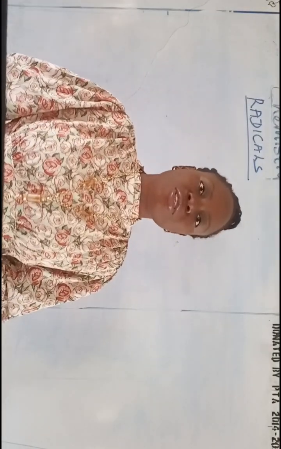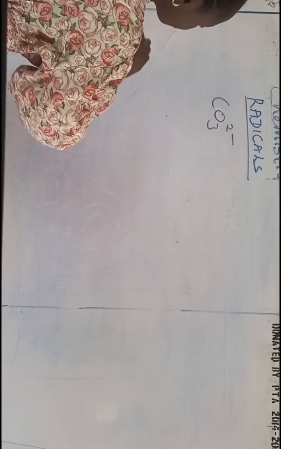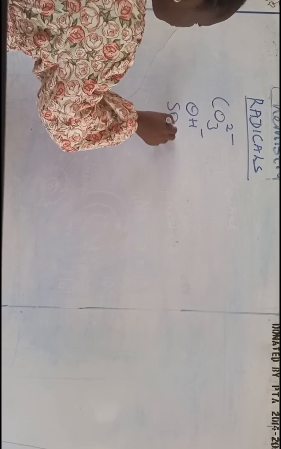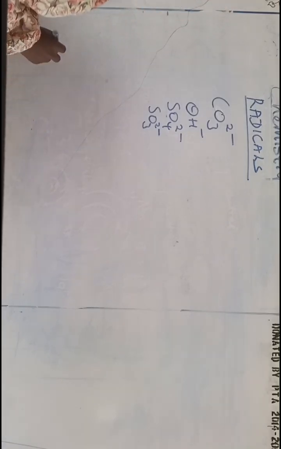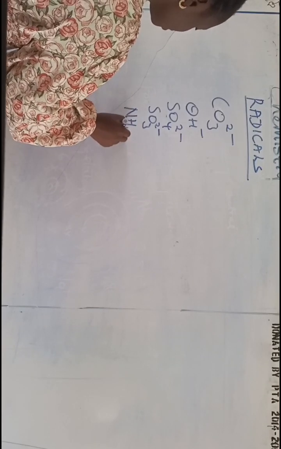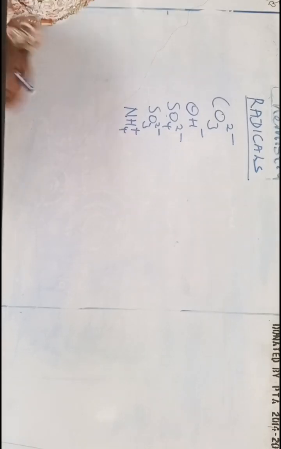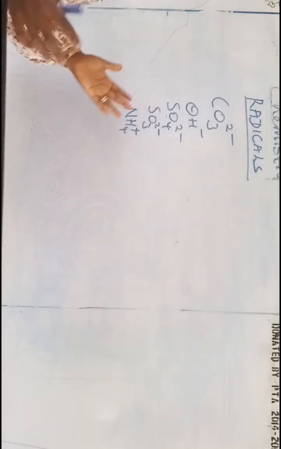They either carry a positive charge or a negative charge. So for example, our CO3 2-, OH-, SO4 2-, SO3 2-. Then we have some of them that are actually positive, like the ammonium ion. So radicals, there are some of them that carry what? Positive charges, and some of them actually carry negative charges.